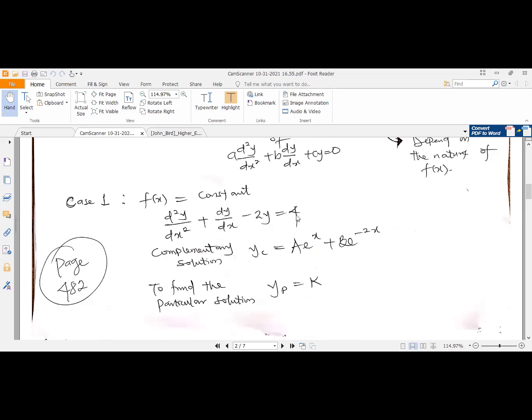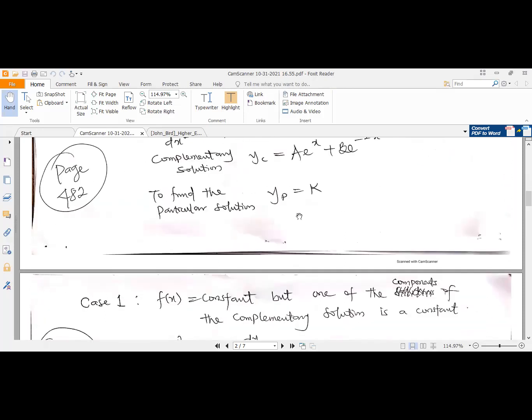So how do we get the complementary solution? We follow the procedure that I've explained to you earlier. By the time you follow the procedure, you will see clearly that your complementary solution is a exponential x plus b exponential minus 2x. And when you obtain the particular solution, you will see that in this case, the particular solution will be k, because f of x is just a constant. Before we proceed, is there any question on this? No, sir. Any question before we proceed? No, sir. Okay, thank you very much.